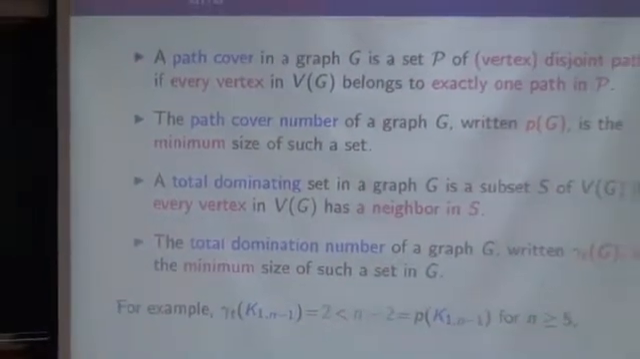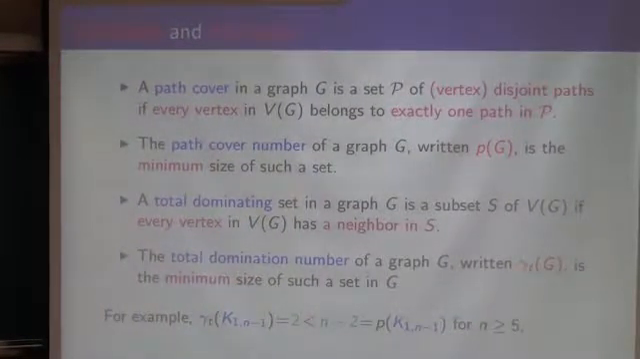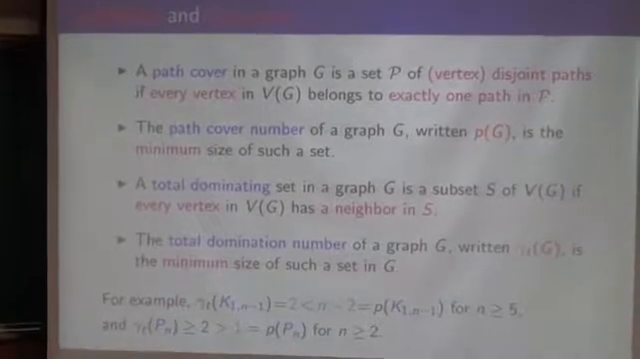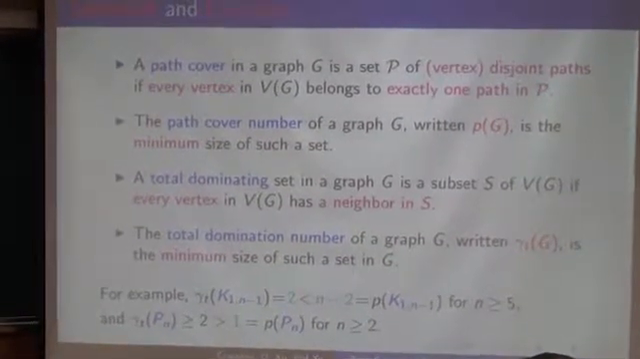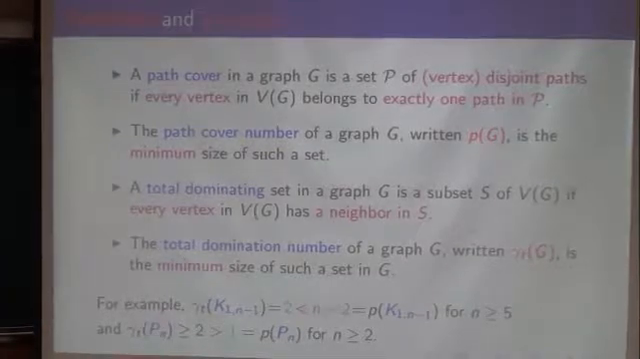And this is a stupid question, but what is the Pascal number of paths? That's just 1. But what is the total domination number of a path? The total domination number is always greater than or equal to 2, right? But we can actually determine the total domination number of the path.